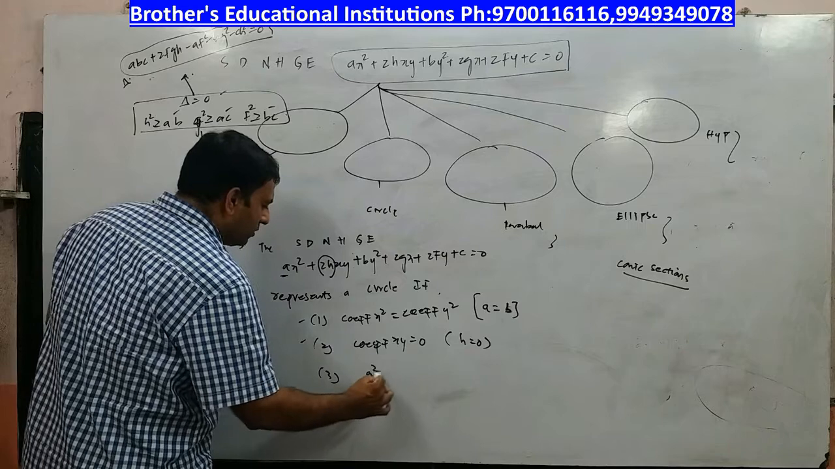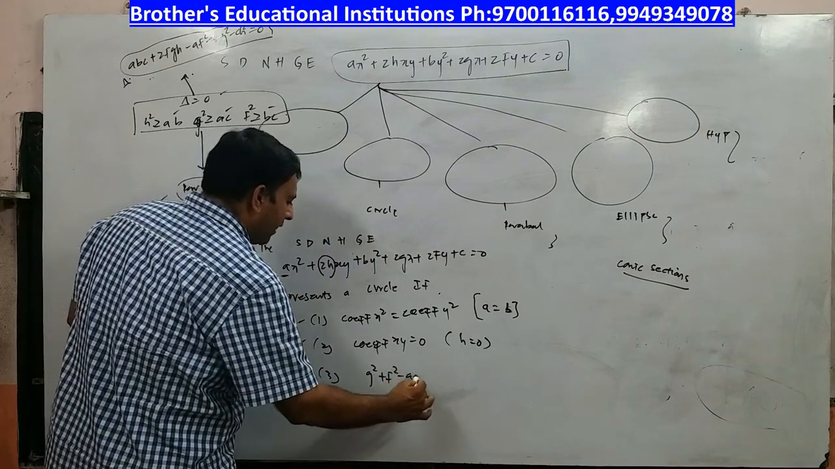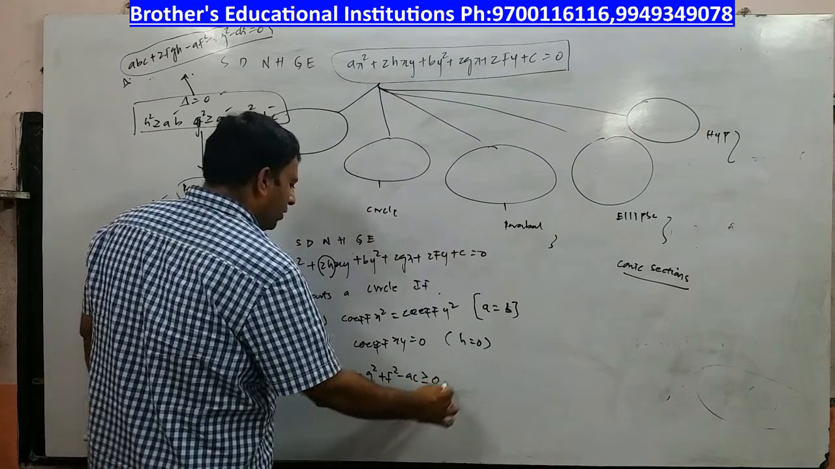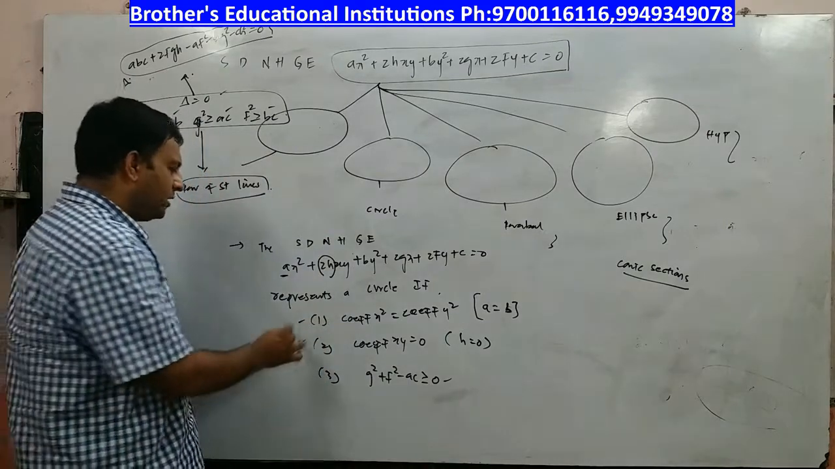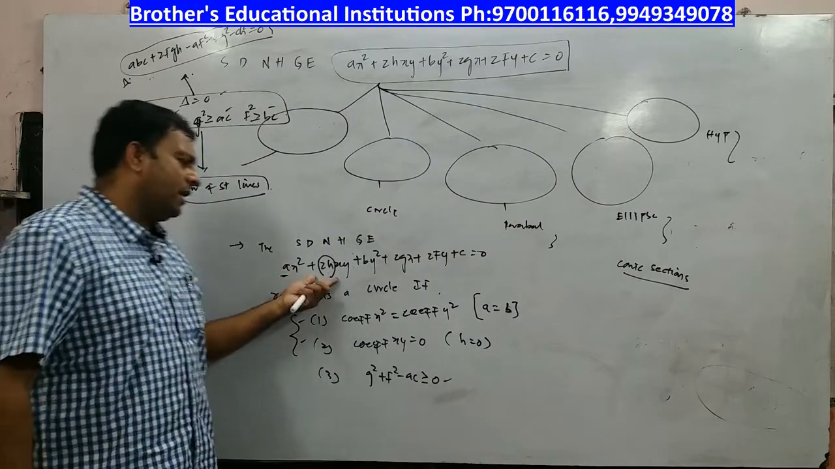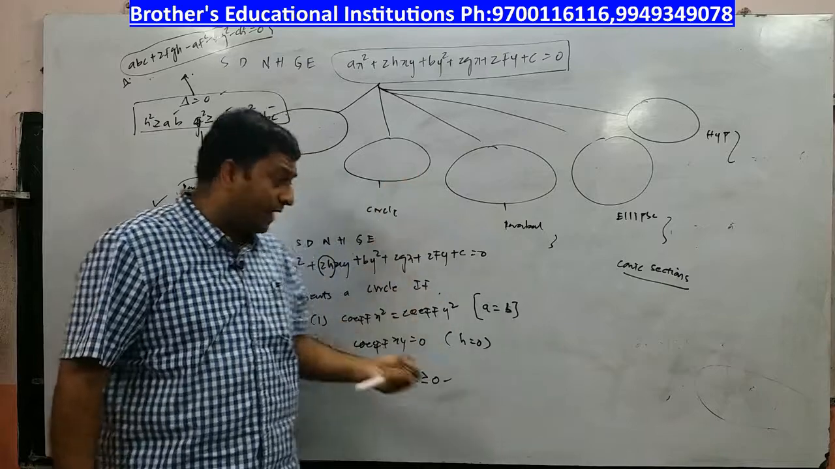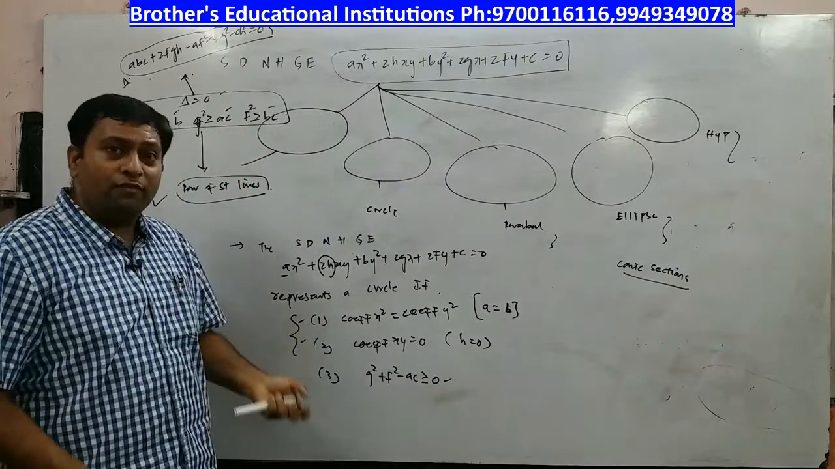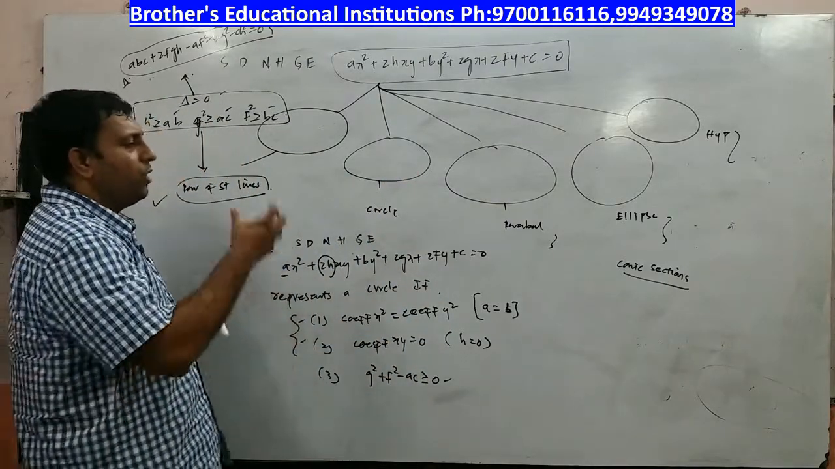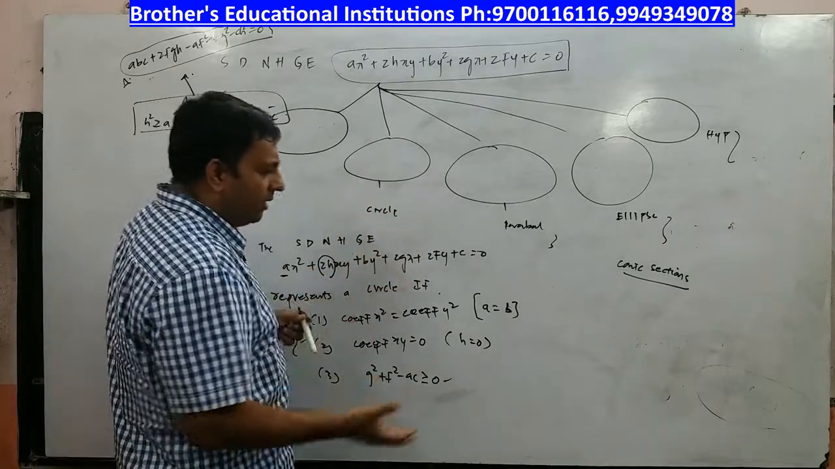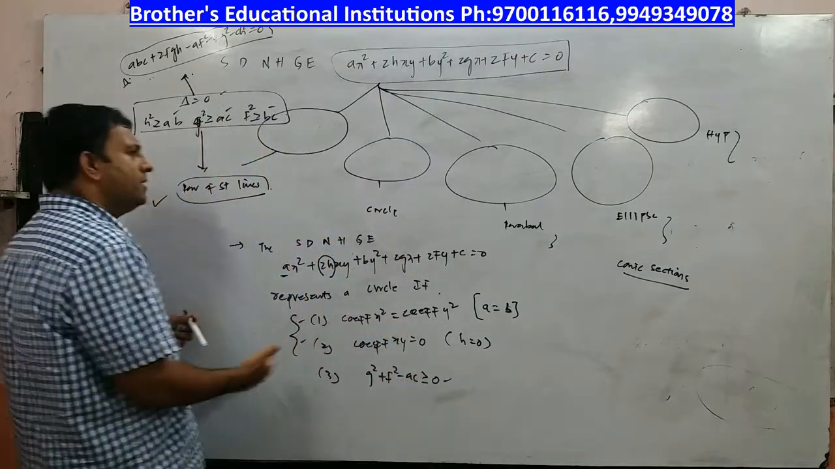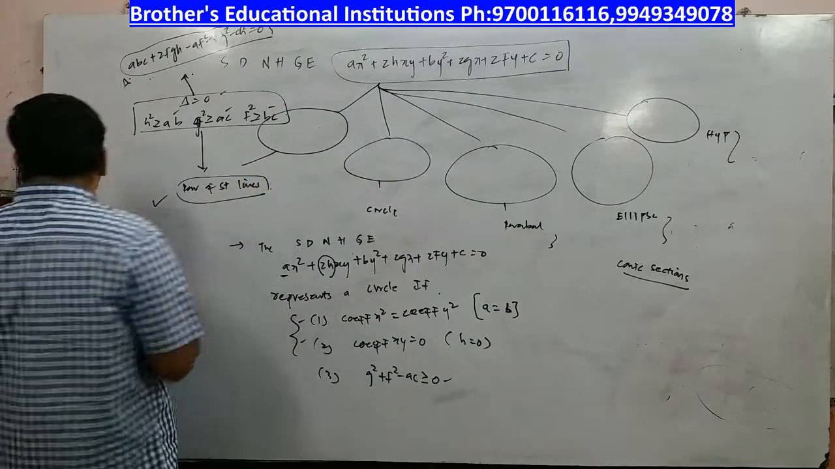Third condition is g square plus f square minus ac has to be greater than or equal to 0. About this we will discuss later, but these are the two primary conditions that this particular second degree non-homogeneous general equation should satisfy to be called as an equation of circle. So I am sure you have understood this. Meanwhile, you can pause the video and copy this note, and we will go for the next concept, children.